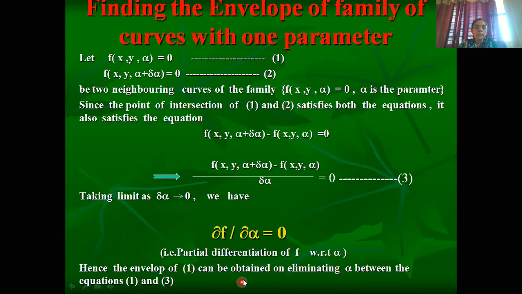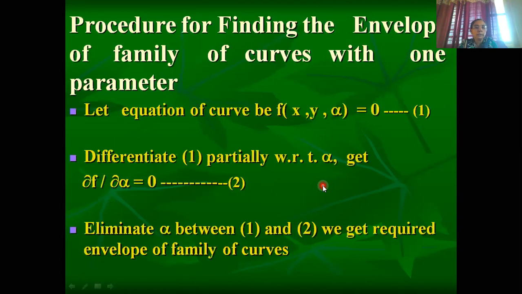So this is the common procedure. This theory part you are not having actually, hopefully you remember how to do it. Let the equation of whatever curve is given be equation 1, differentiate that partially with respect to the parameter, and call it equation 2. From that get the value of alpha, substitute in 1, and you get the required envelope of the family. I hope you can follow it. By seeing the example, you can come to know.